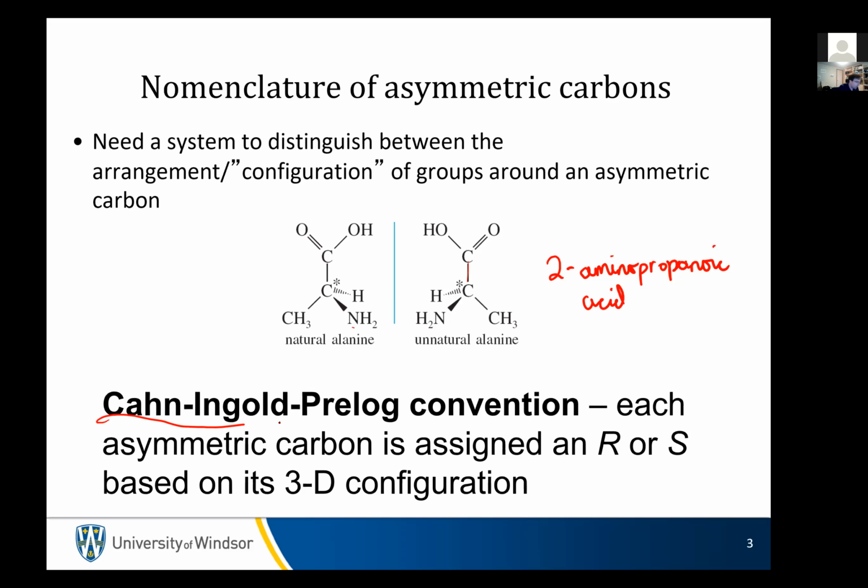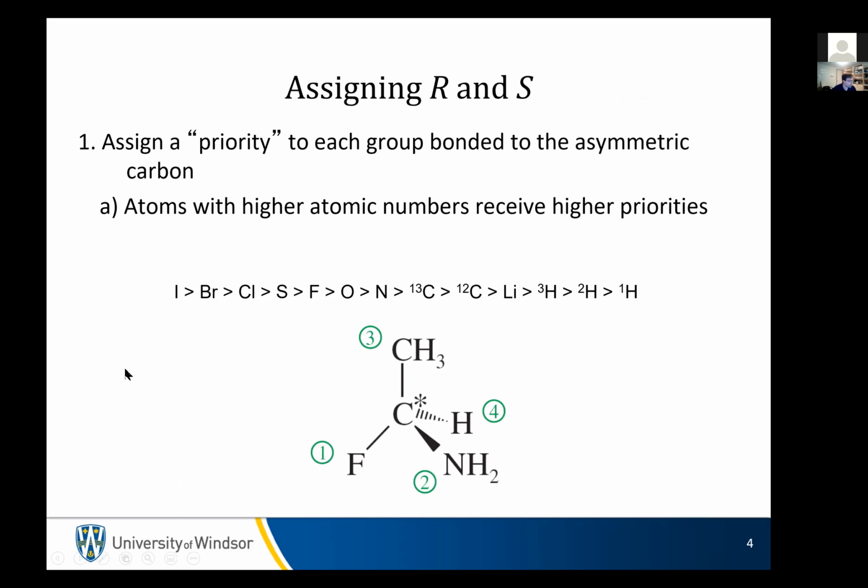What we use is the Cahn-Ingold-Prelog convention. Each asymmetric carbon is assigned either an R or an S based on its 3D configuration. But how do you go about doing that? Assign a priority to each group bonded to the asymmetric carbon, based on atomic number.